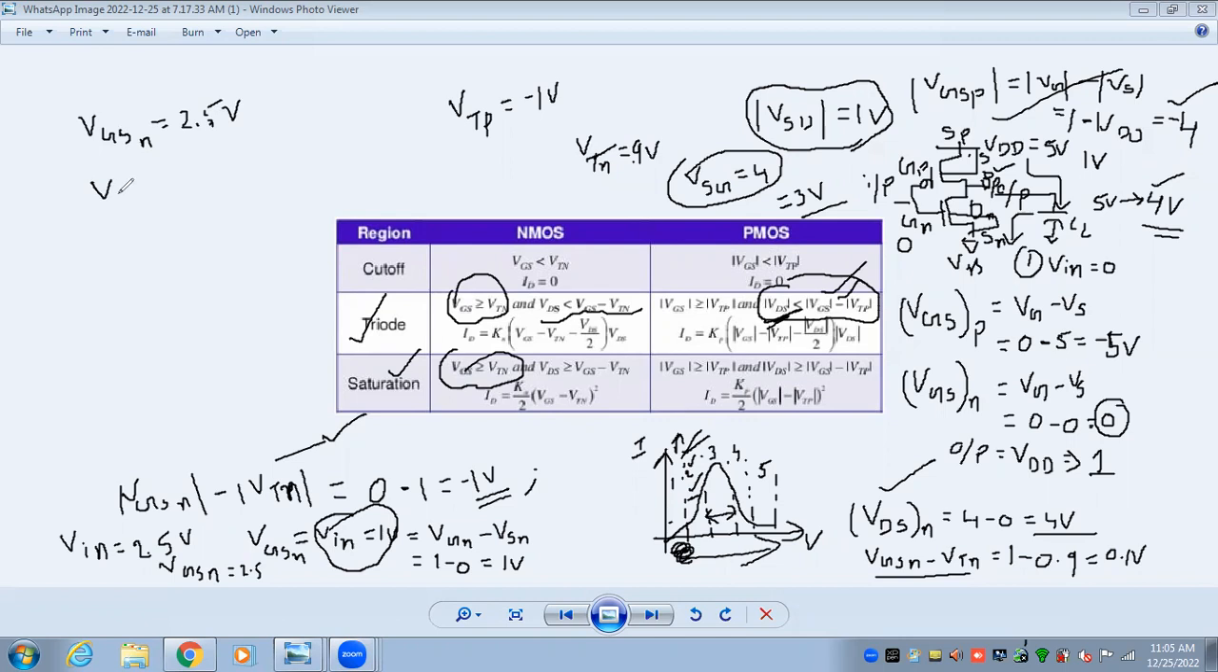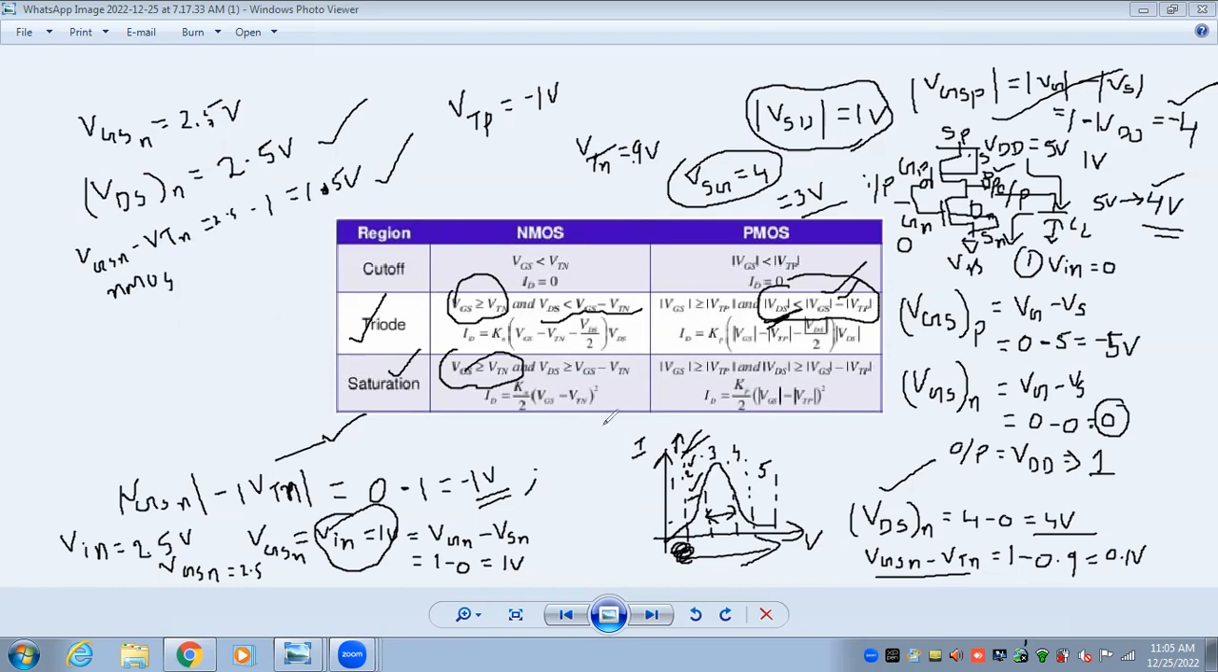And VDSN, since it is discharging only, the capacitor voltage is nothing but VDSN. Suppose we got it as 2.5 volts. Now in this condition, if you observe, VGSN minus VTN is equal to 2.5 minus 1, that is 1.5 volts, which is less than the VDSN. That means VDSN is greater than VGSN minus VTN. So NMOS is still in the third region of operation.